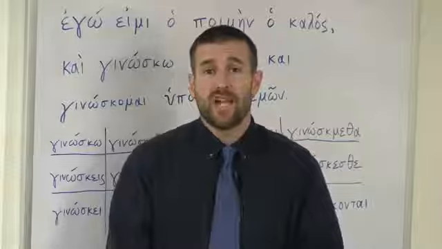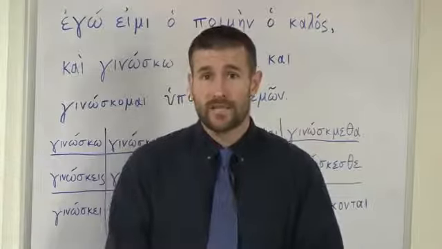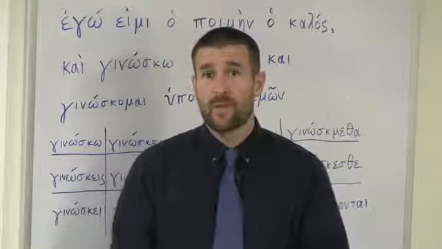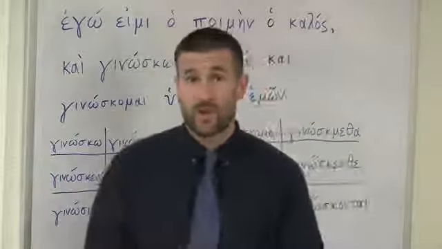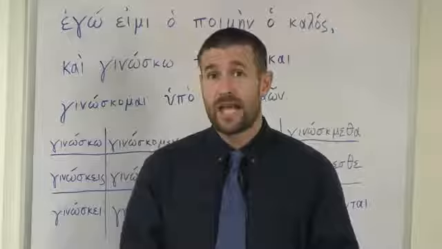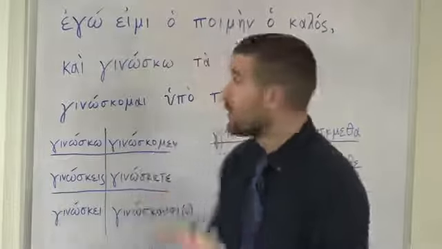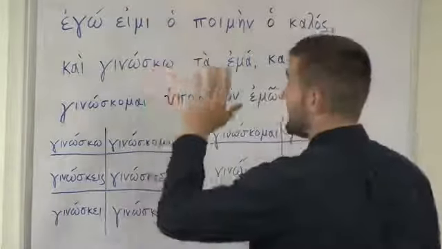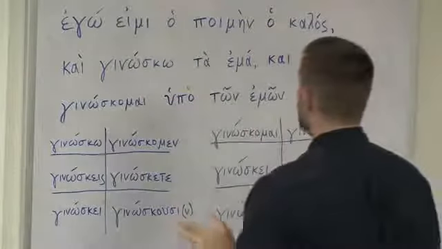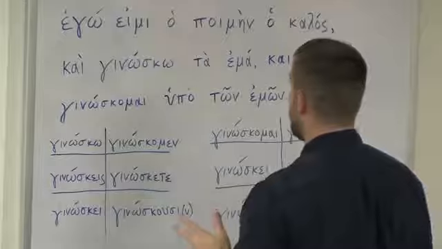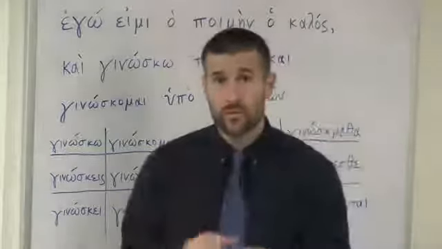Today we're going to talk about John 10:14 from the Greek New Testament, and we're also going to talk about the Greek passive voice. Now this verse says in English, "I am the good shepherd, and know my sheep, and am known of mine." Let's go through it in Greek here. It reads, "Ego imi o pimin o kalos, ke ginosko ta ema, ke ginoskome ipo ton emon." All right, let's go through this word by word.